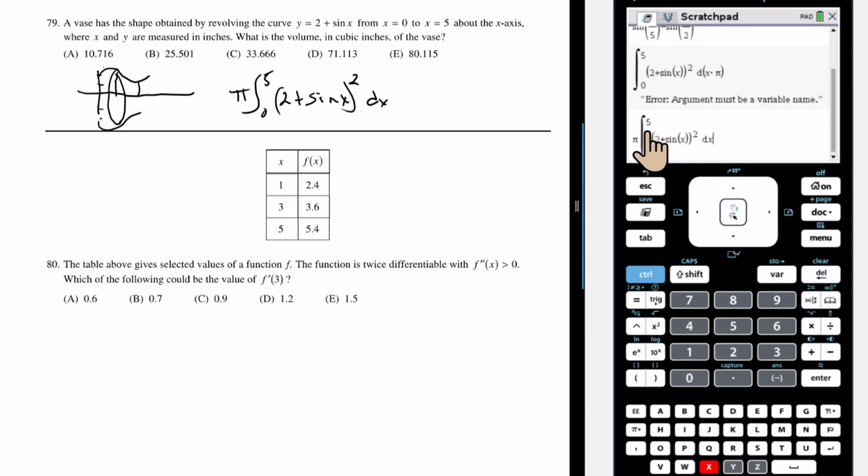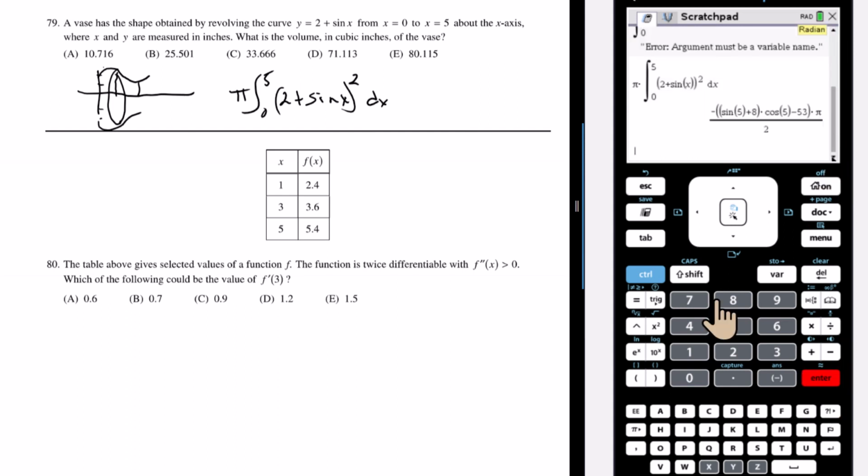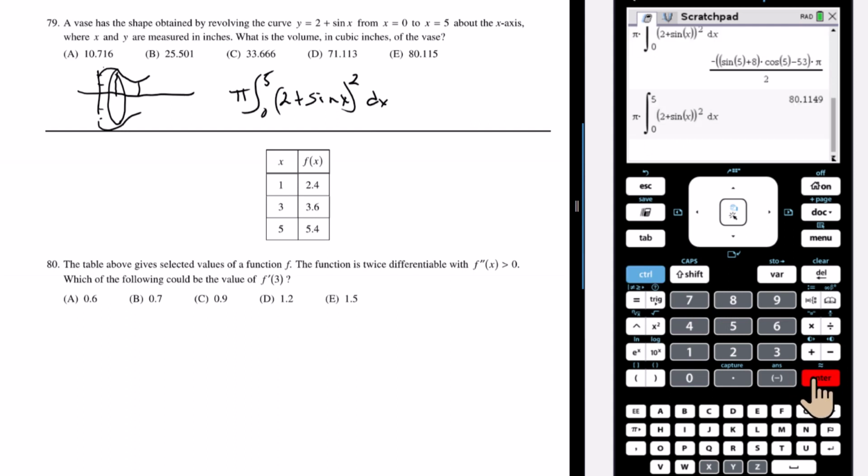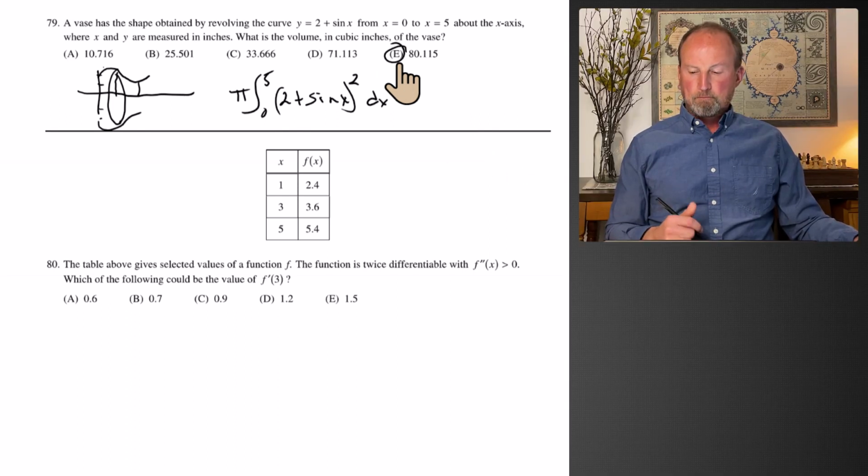Notice that what I typed into the calculator is exactly like what I have written on the screen, which is one reason why in multiple choice, even if you don't have to, it's sometimes good to do that so you know exactly what it should look like. One more side note, make sure you're in radians. Must be in radians. I would do that at the very beginning of the test or before I even got to the test. Okay, I'm going to go Control Enter, and I get 80.115. It is letter E. Okay, there we go.